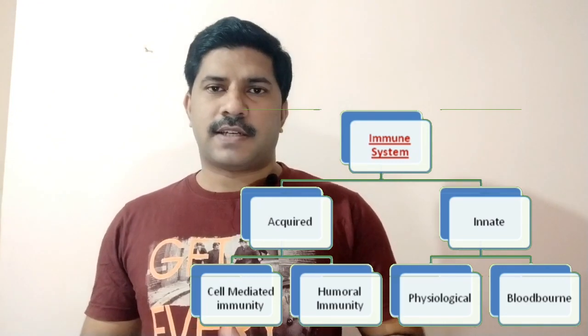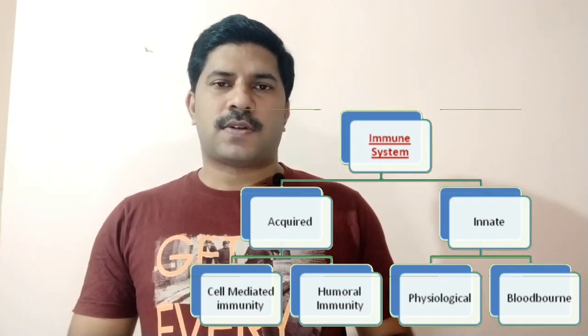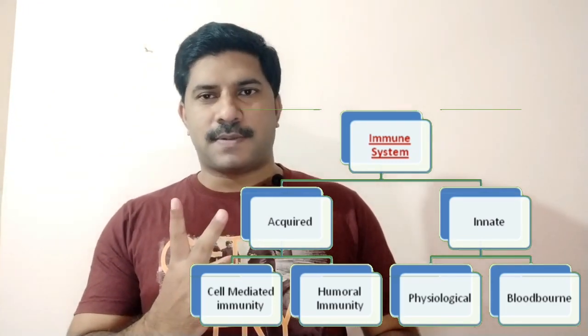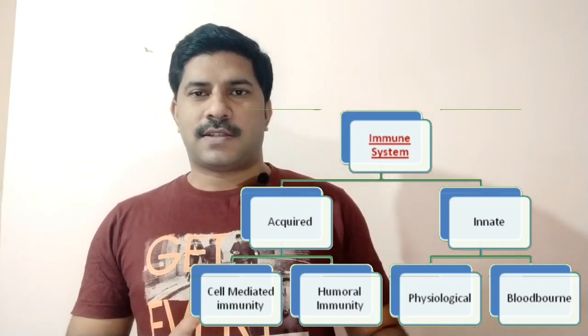In the same way, specific immune response is also divided into two types: first one is cell-mediated immunity and second one is humoral immunity. Cell-mediated immunity is carried out by T lymphocytes and humoral immunity is carried out by B lymphocytes. So we can check everything in detail. Let's go to the screen.